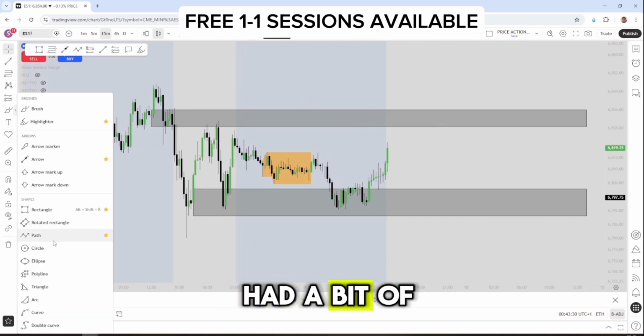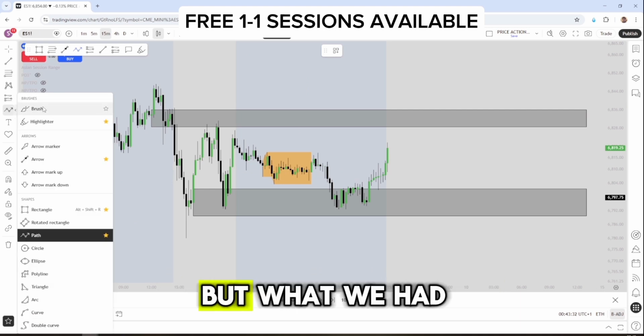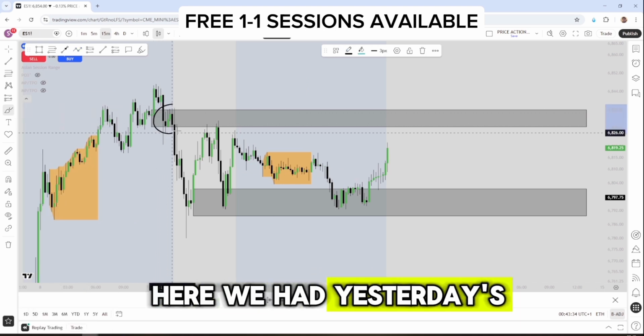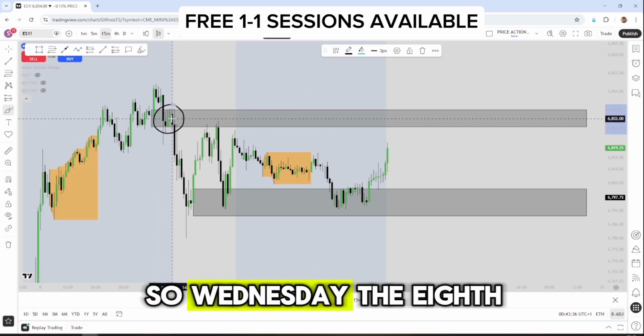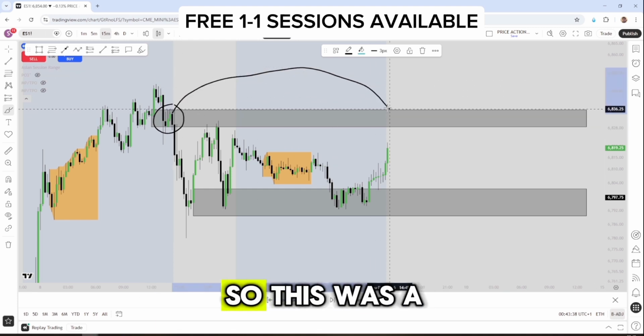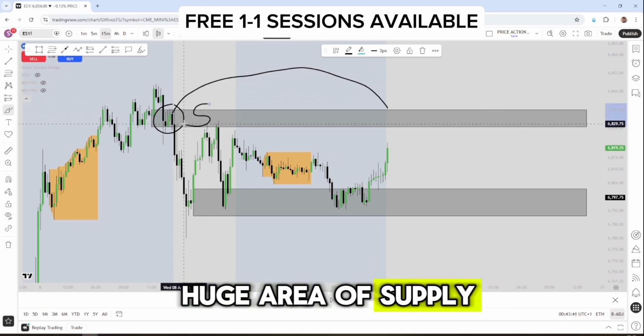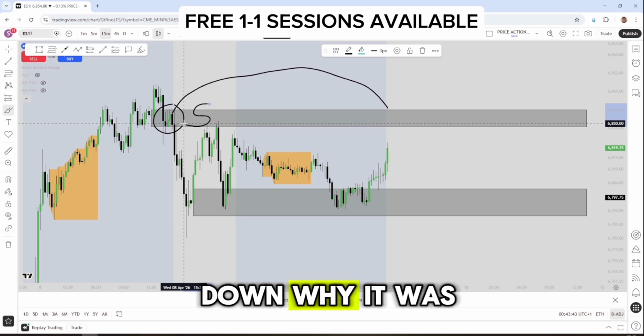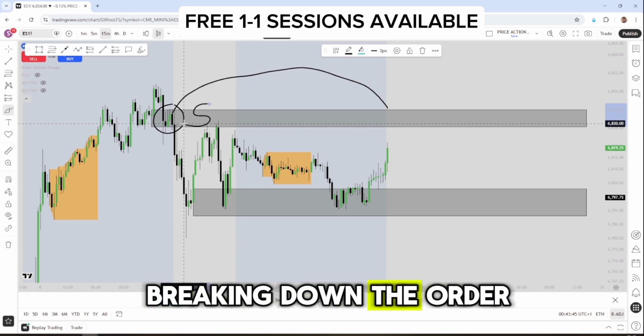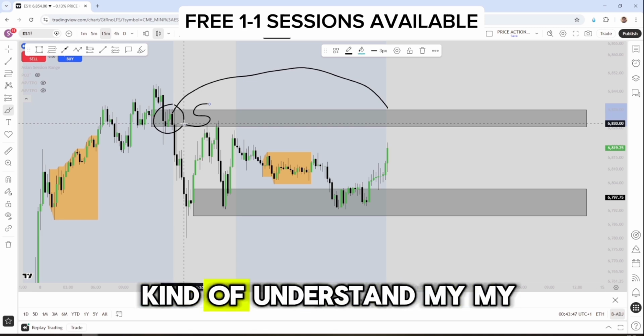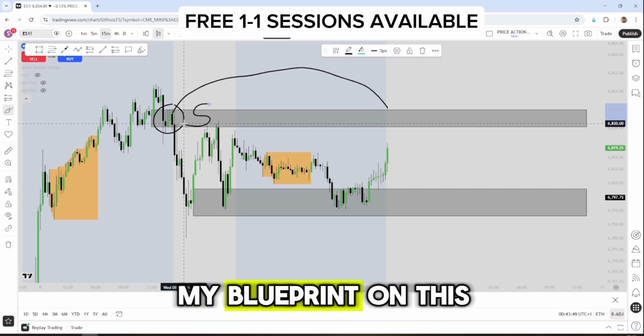So, of course, we've had a bit of a bullish push recently, but what we had is yesterday's trade, at time of recording, so Wednesday the 8th of April, right? So this was a huge area of supply. And I'm going to break down why it was an area of supply, and I'm going to be breaking down the order flow A to Z so that traders can understand my blueprint on this, my take.